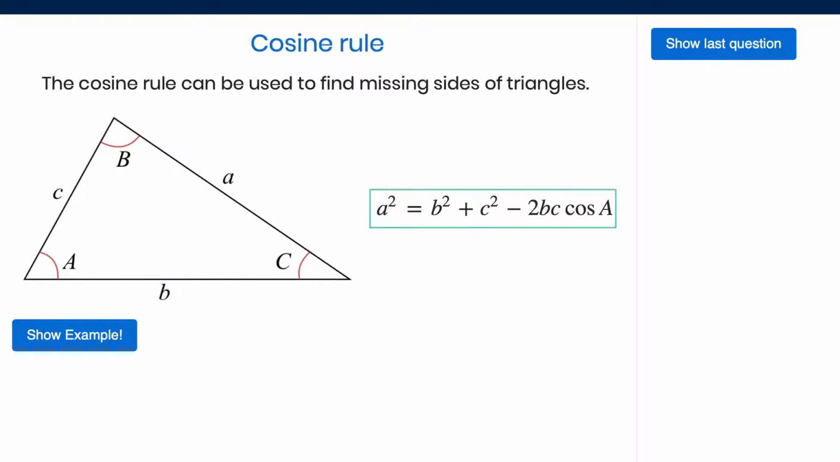In this video, we'll learn how to use the cosine rule to find missing sides of triangles. Unlike normal trigonometry, which only works for right-angled triangles, the cosine rule applies to all of them.